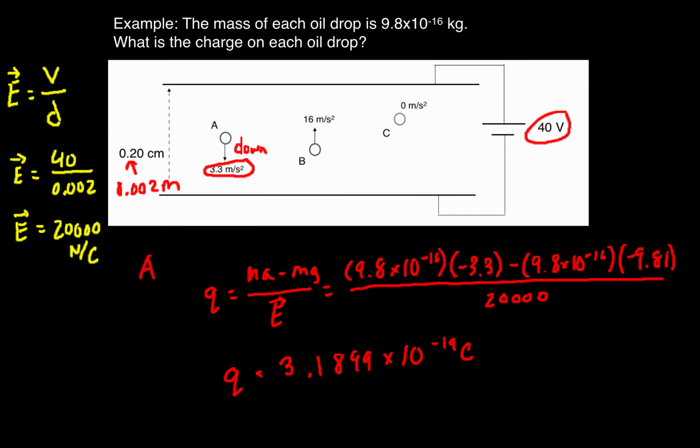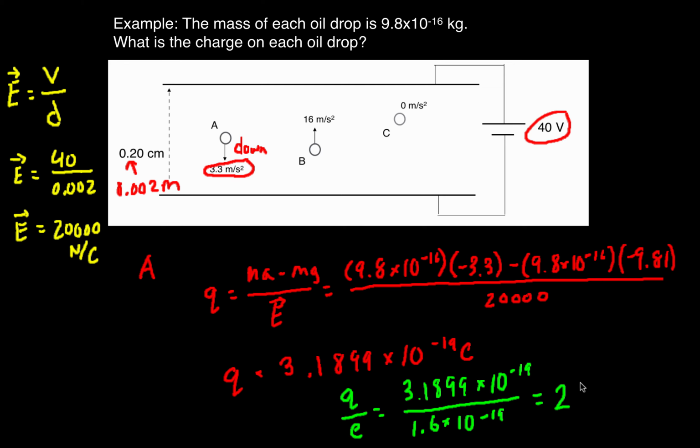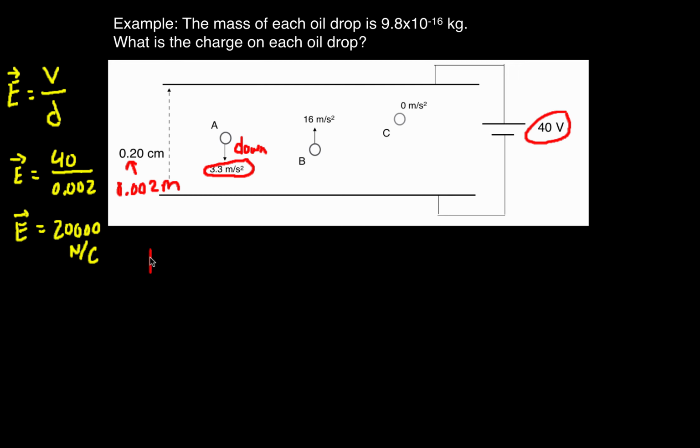We can determine exactly how many electrons are on this oil droplet. If you divide the charge of the oil droplet by the elementary charge, you get 3.1899 times 10 to the minus 19 divided by what we know to be the elementary charge, which is 1.6 times 10 to the negative 19. This equals 2, which means that we have 2 electrons on oil droplet A.